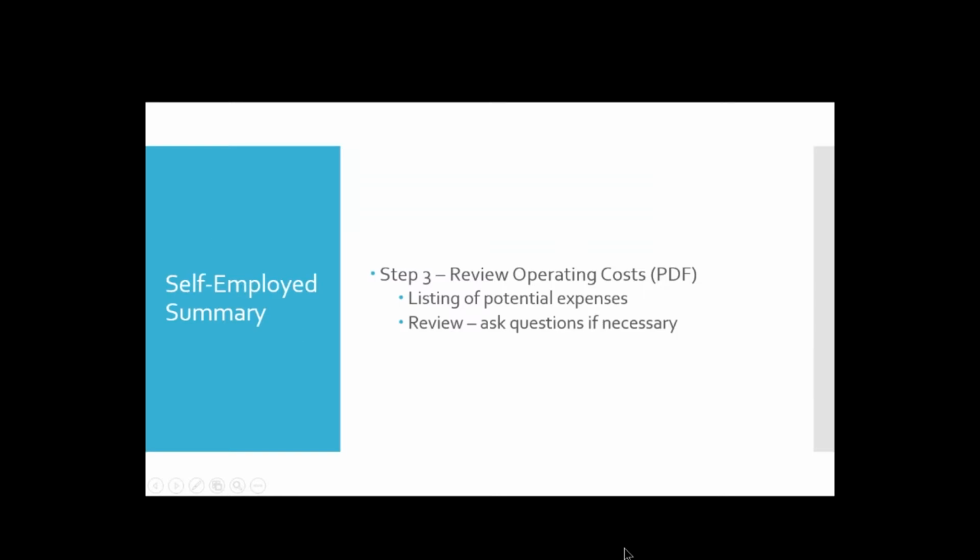If you're watching this video, you've already watched part 1, where we reviewed the info and income tabs of the self-employed Excel summary. The third step in completing the summary is to review the operating costs PDF. This is a 2-page document which has an extensive list of expenses you can claim.